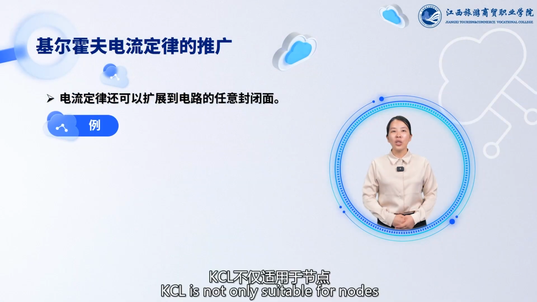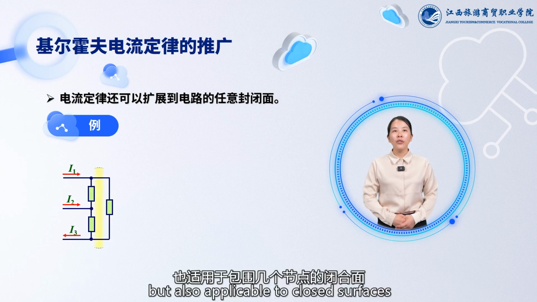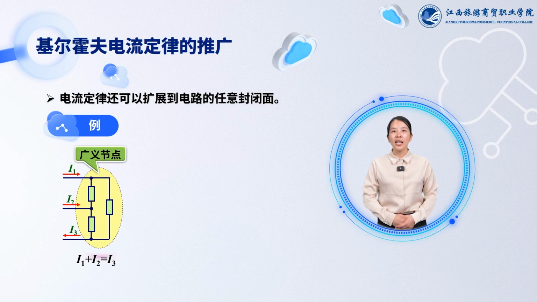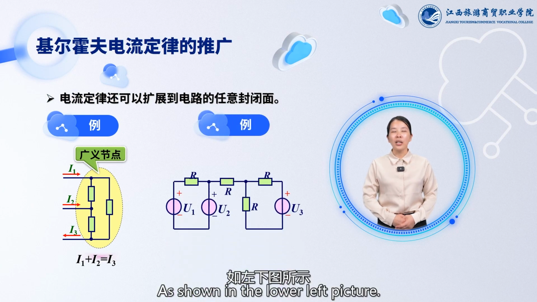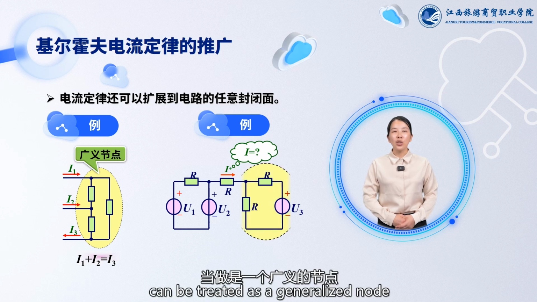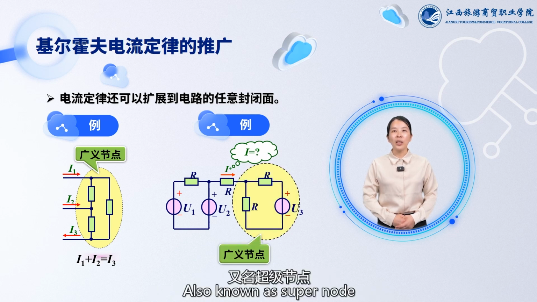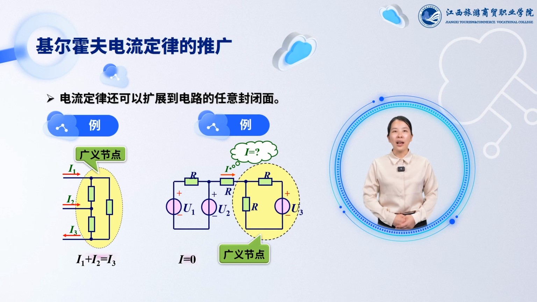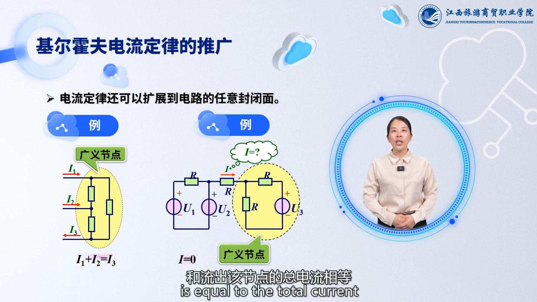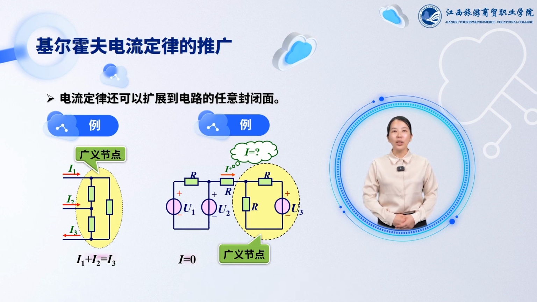KCL is not only suitable for nodes, but also applicable to closed surfaces that surround multiple nodes. As shown in the lower left picture, the enclosed closed surface can be treated as a generalized node, also known as a supernode. Consequently, the total current flowing into this node is equal to the total current flowing out of the node, that is, I1 plus I2 equals I3.